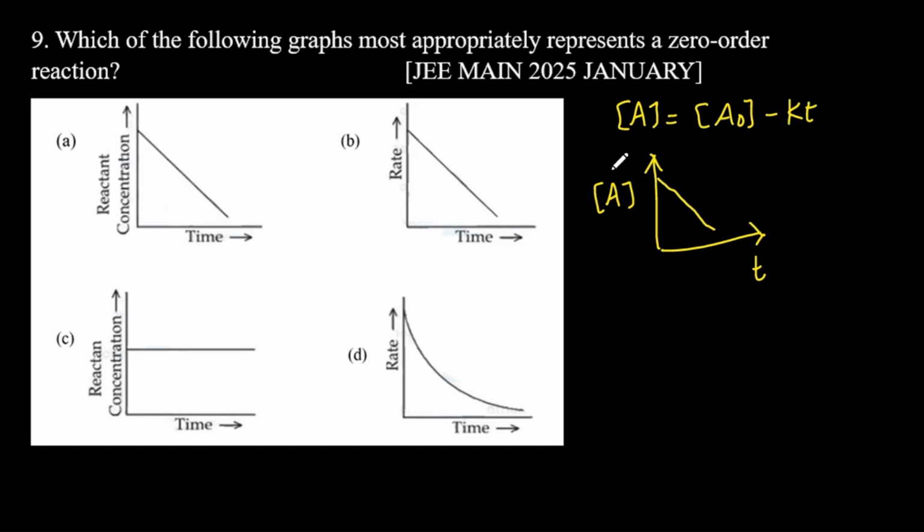So here the graph is plotted for a zero order reaction for concentration, that is the reactant concentration, and time. So you have to check in which option the reactant concentration and time is given. So the correct option is option A. In option A only reactant concentration and time with the negative slope is given, that is a straight line with negative slope. In option C, the concentration is constant, so that is wrong. In option B, rate is given, rate versus time. In option D also rate versus time is given, so that is wrong. So the correct option is option A.